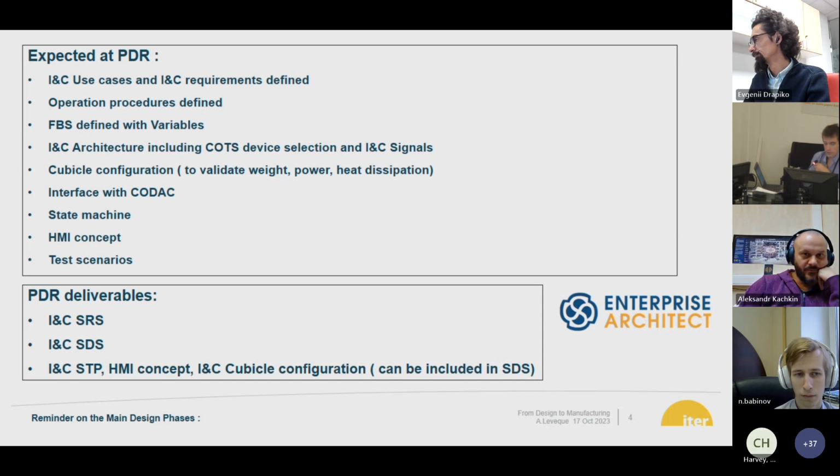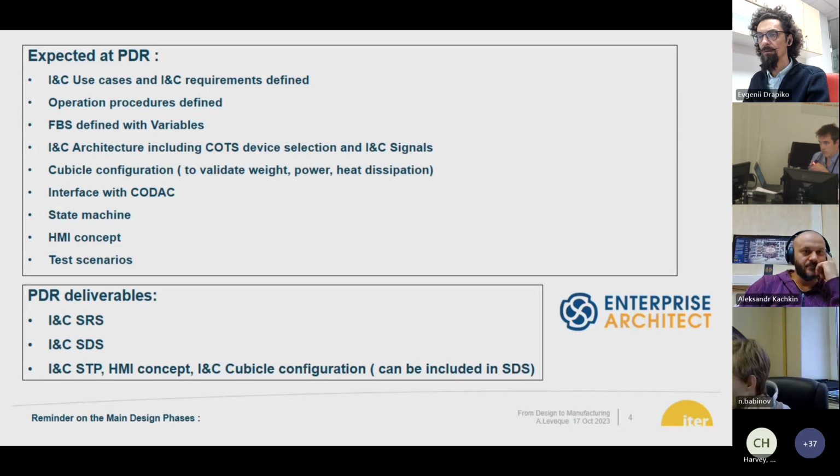The two main deliverables are the INC SRS and the INC SDS. We usually ask to have an INC STP, HMI concept, and INC cubicle configuration as separate documents, but you can decide to have the content only presented in the INC SDS.